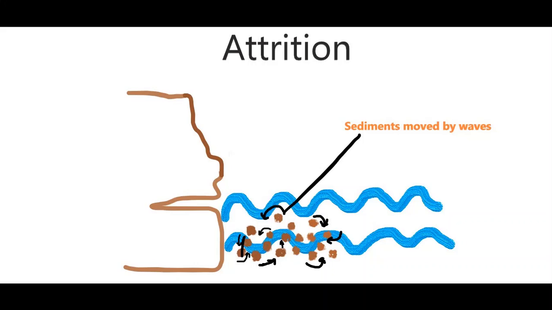Sediments which were knocked off the cliff by hydraulic action and abrasion are moved by waves, and they are constantly collided with other sediments, which then get worn down into smaller, rounder, and smoother sediments. This process is known as attrition.